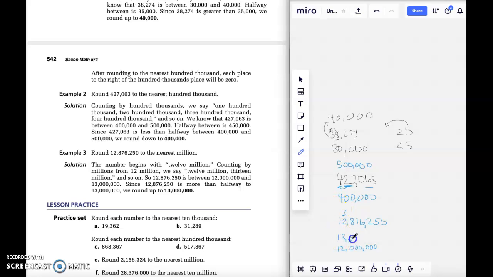So the question is, is 12,876,250 closer to 13 million or to 12 million? Well, we look then at this number right here. 8 is greater than 5, so we're going to round that number up to the next whole number, which is going to be 3, and the rest of these digits become 0 to represent 13 million. So 12,876,250 is closer to, you got it, 13 million.